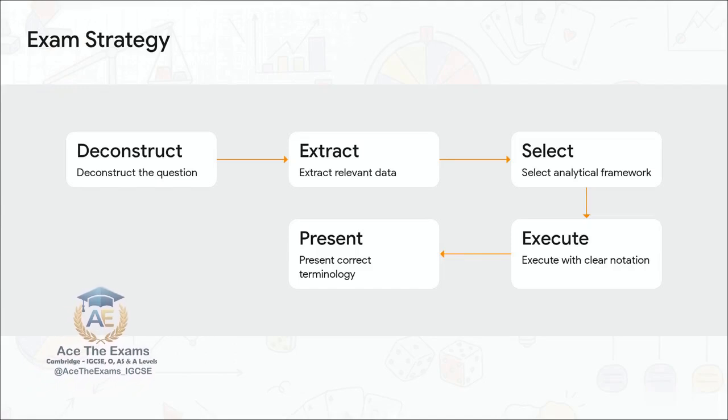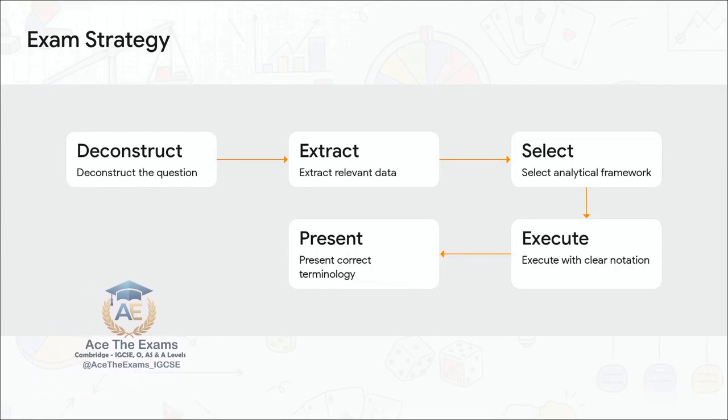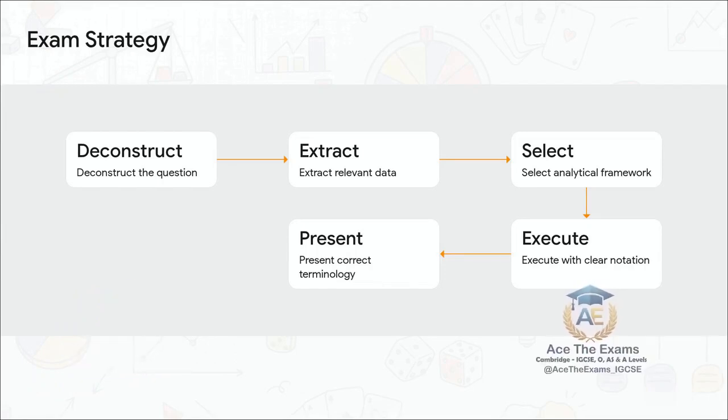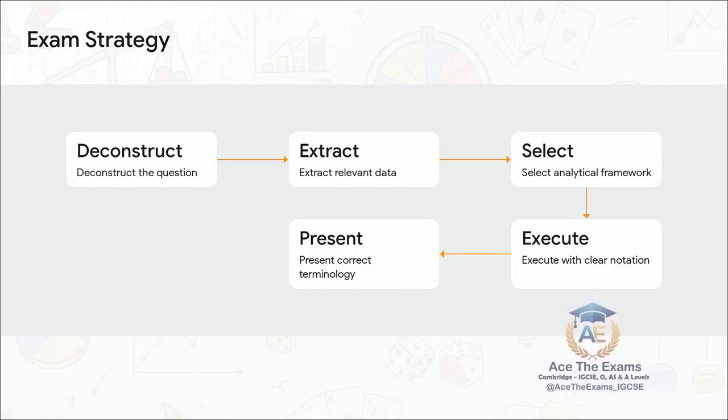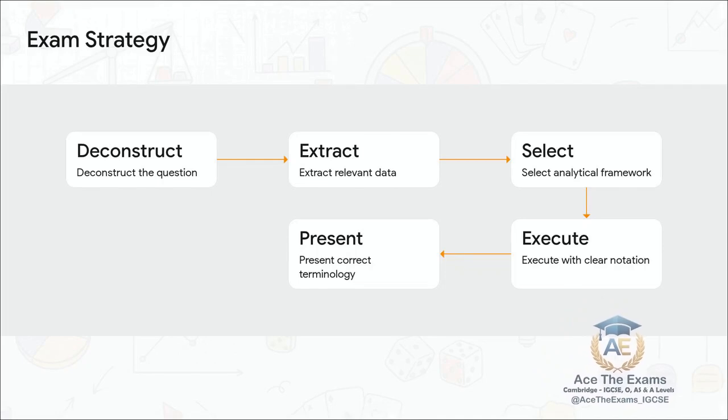And third, execute the final quality review pass using these 5 steps. Deconstruct the prompt, extract your relevant data, select your analytical framework, execute your notation flawlessly, and present it with precise examiner-approved terminology. If you do this, you literally become examiner-proof.